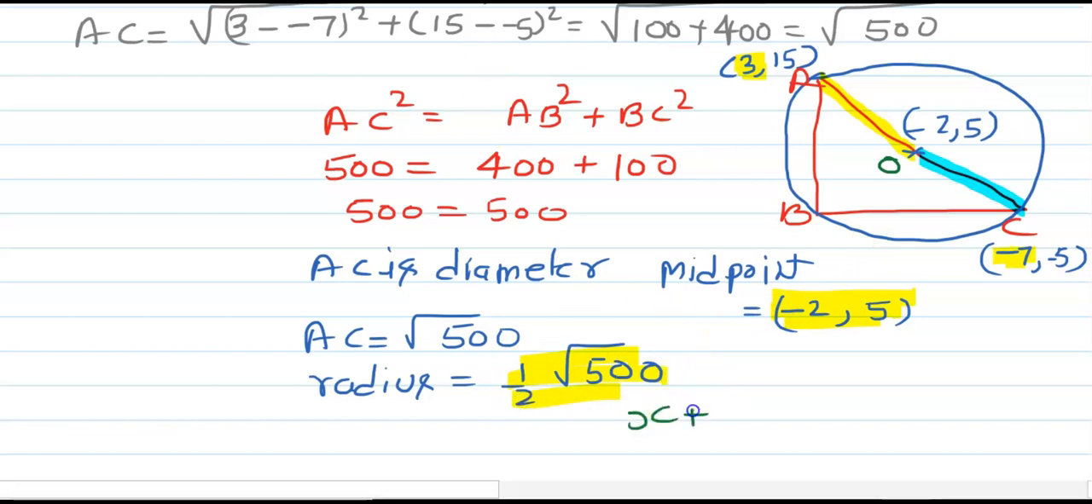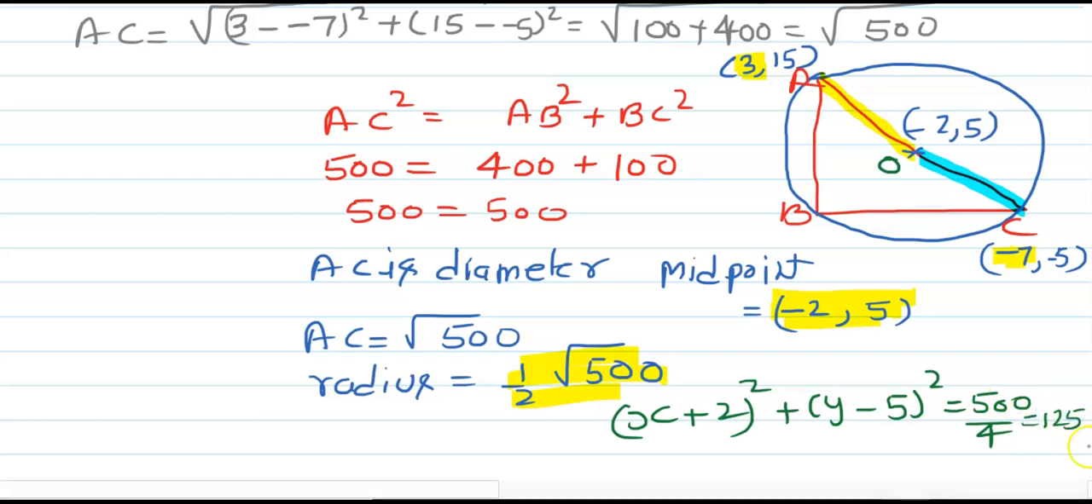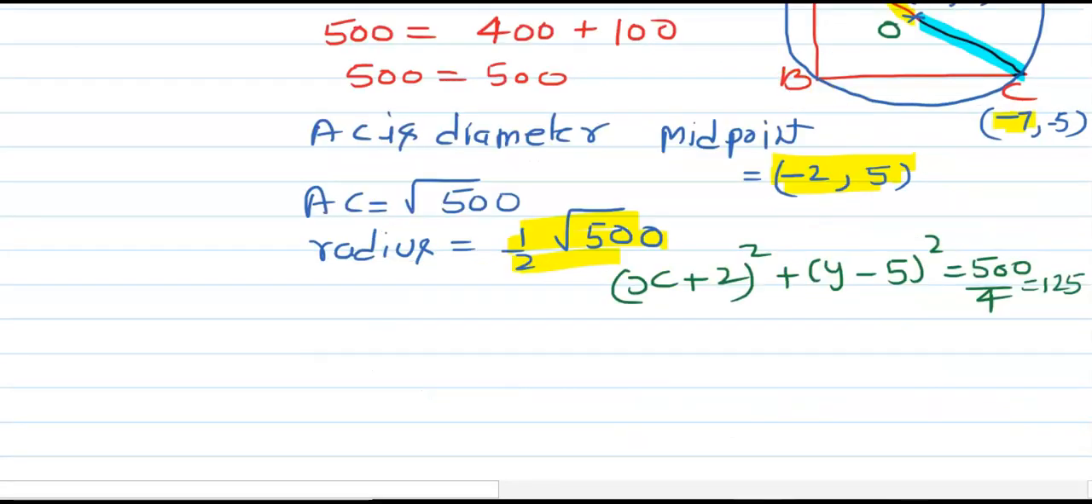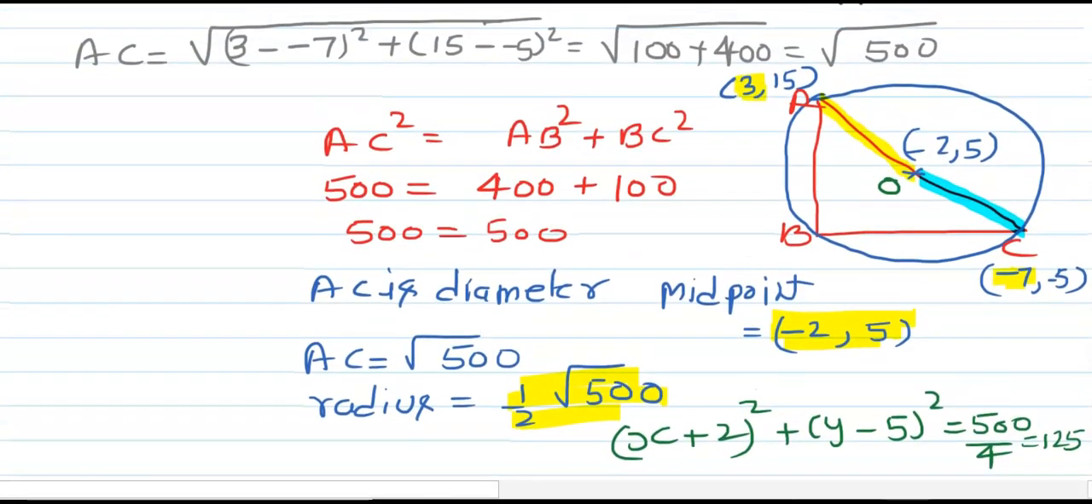So it will be x plus 2 whole square, y minus 5 whole square, and radius square. So square of root 500 is 500 and square of 2 is 4. So 500 over 4. Okay, and we can simplify it, that is 250 over 2 and that is 125. Okay, this is radius squared of the circle, 125. So x plus 2 square plus y minus 5 square is 125. Okay, so this is what our equation of circle is.